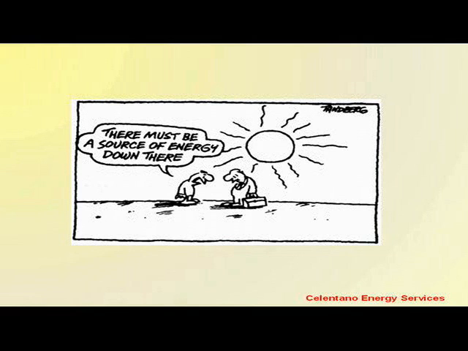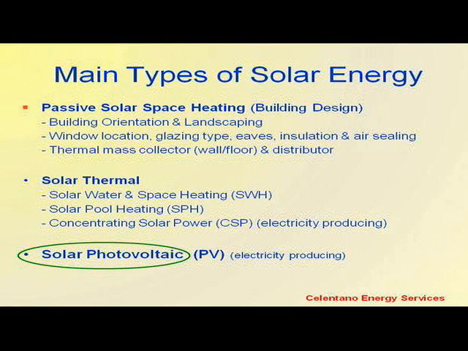Now the main types of solar energy that are utilized are passive solar space heating, and this is through building design, building orientation, landscaping, location of trees, location of windows, or thermal mass collectors such as walls.